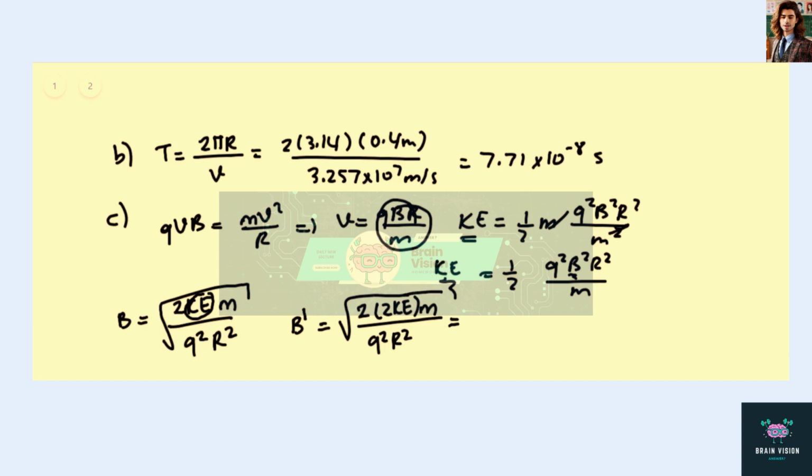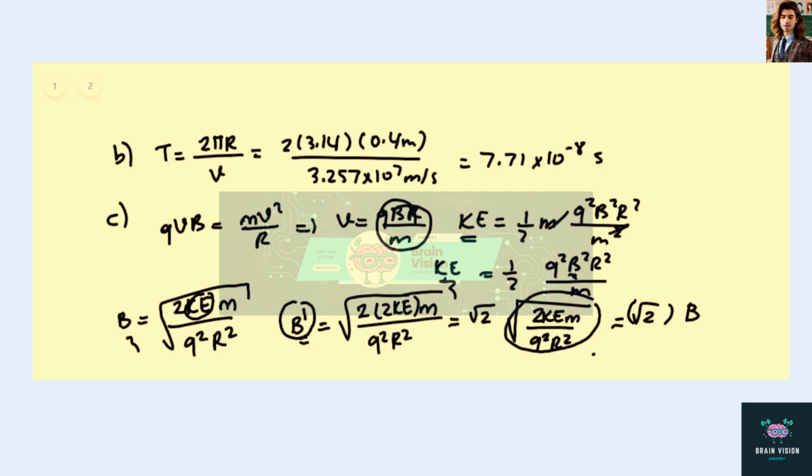So if we write this new magnetic field in terms of the old magnetic field, what can we do? Square root of 2 times the square root of 2 KE m divided by q squared r squared. So then this term would give us the initial B, right? So square root of 2 times the initial B gives us the final B. So our B prime would be equal to square root of 2 times 0.85 tesla. It would give us 1.2 tesla.